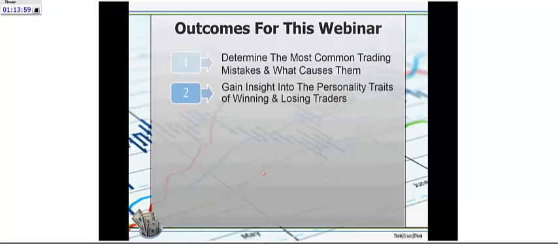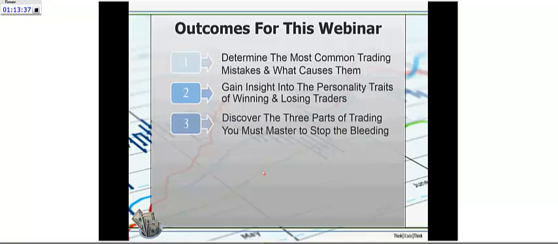And the second thing we want to do is to gain insight into the personality traits of winning and losing traders. You want to see what particular traits you have of winning and losing traders, so you can understand what personality traits you'll need to adopt and what personality traits you'll need to get rid of to get to that next level.